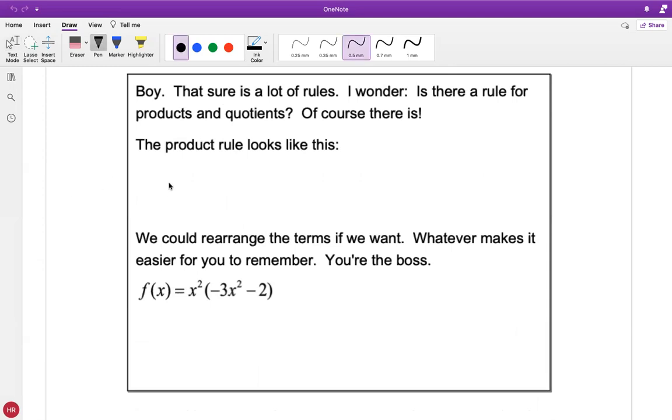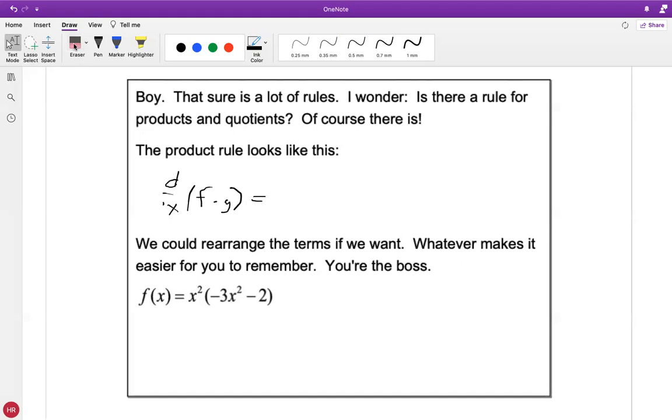So this is what it looks like. The derivative of a product of two functions is this. I'm just going to use the prime notation for this. So if I have f times g, the derivative of this product is this. It's f prime g plus g prime f.